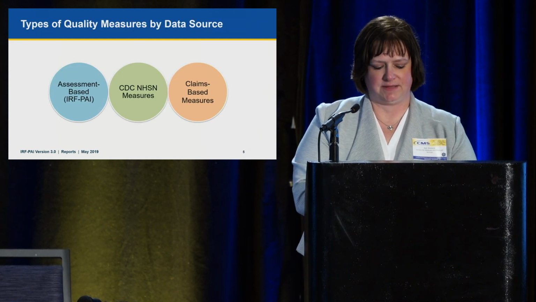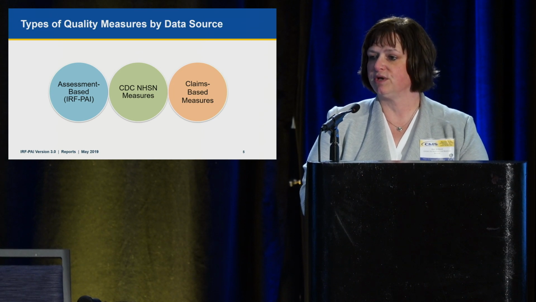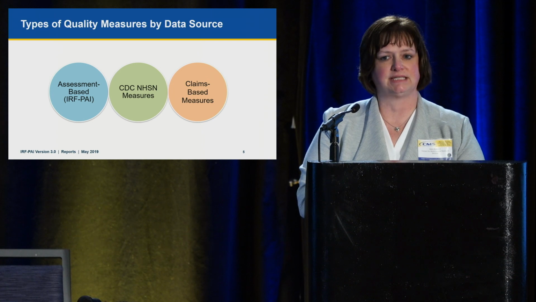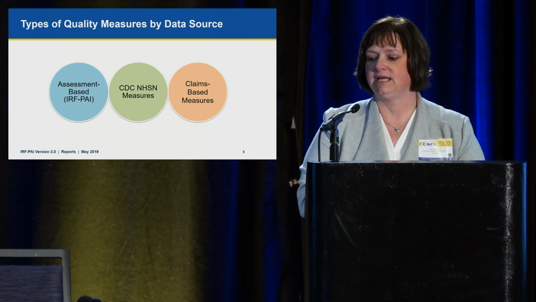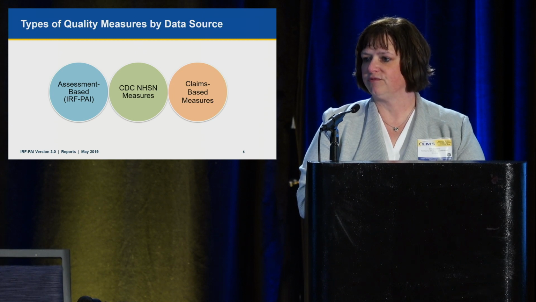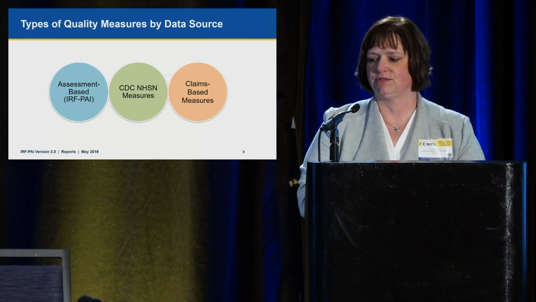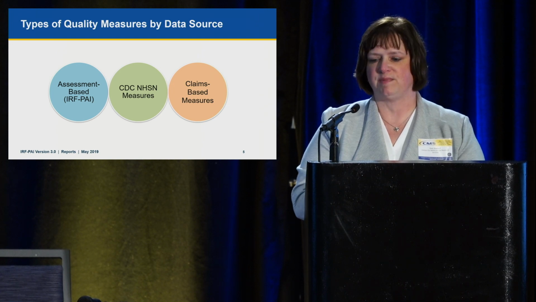There are 3 types of quality measures in the IRF QRP program. So as you can see on this slide, there are assessment-based measures, which are quality measures that are calculated from the data submitted in the IRF-PAI record. There are CDC and NHSN measures and Medicare claims-based measures.